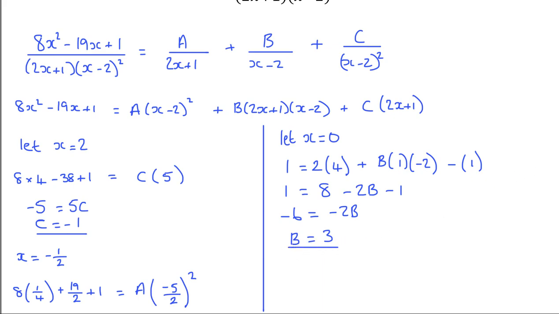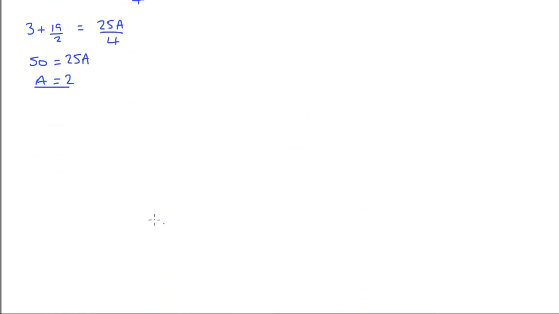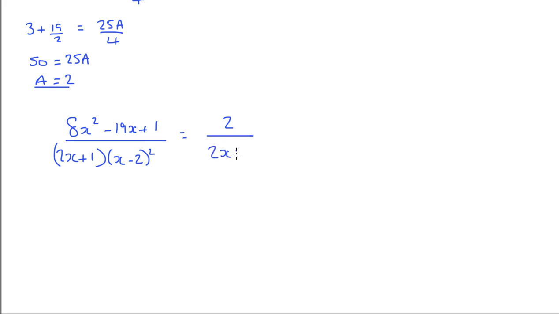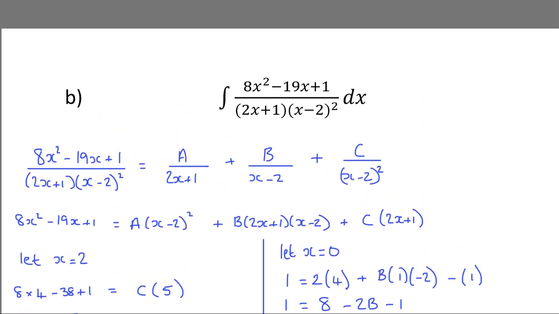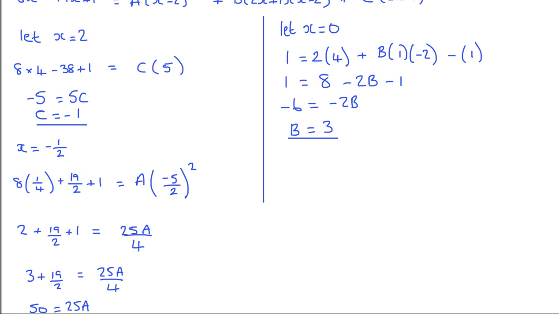So those are our three values for a, b and c, which means that we can say that (8x squared minus 19x plus 1) over x(2x plus 1)(x minus 2) squared is the same as 2 over 2x plus 1 plus 3 over x take 2 take away 1 over (x take 2) squared. To check that I've got that right, yeah, I've got the right order and I've got my a, b and c right.